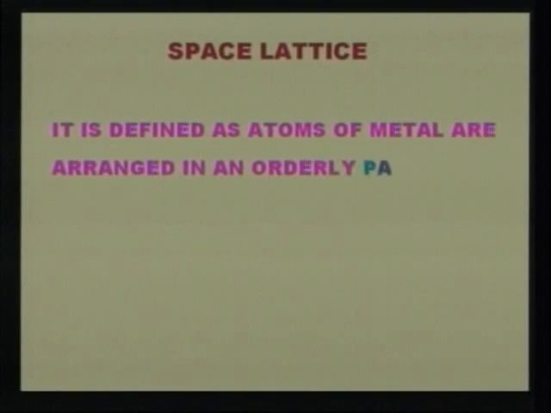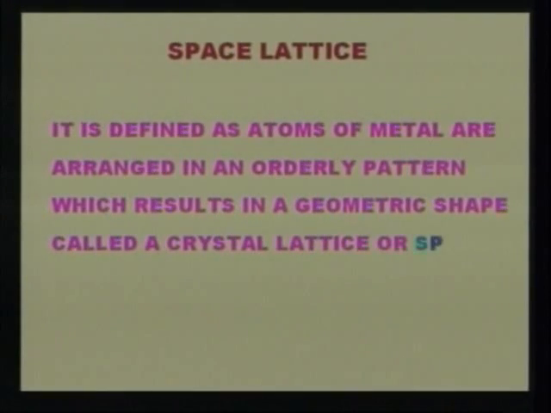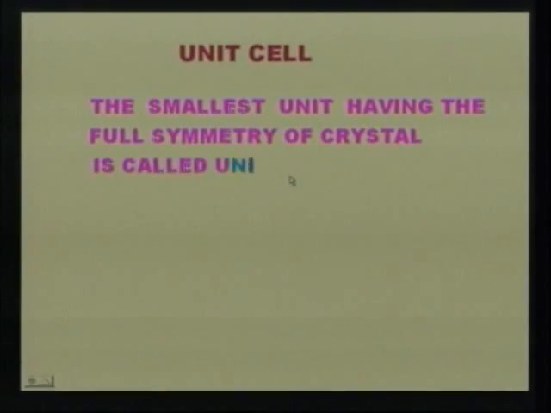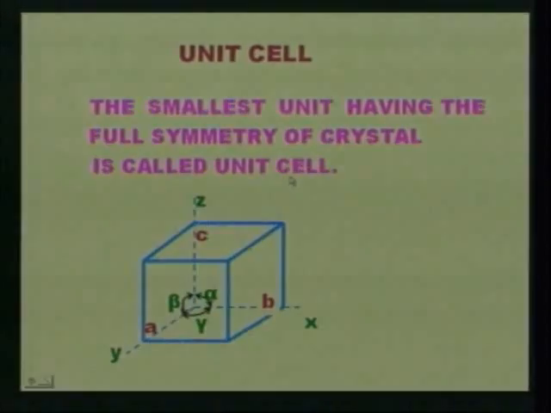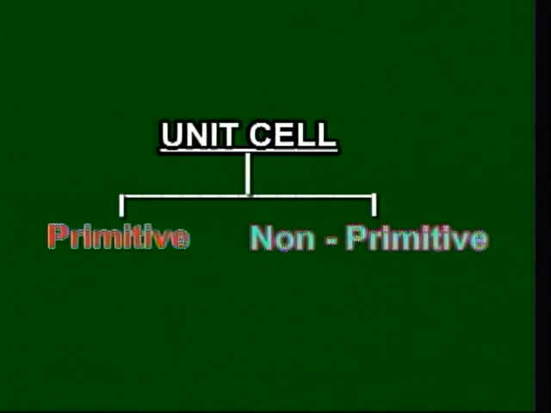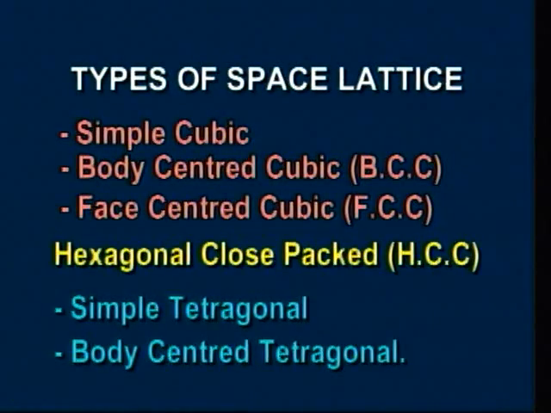Space lattice is defined as the atoms of a metal arranged in an orderly pattern, which results in a geometric shape called a crystal lattice or a space lattice. Unit cell is the smallest unit having the full symmetry of the crystal. A unit cell may be primitive or non-primitive. There are 14 types of space lattices. Let us see those types.